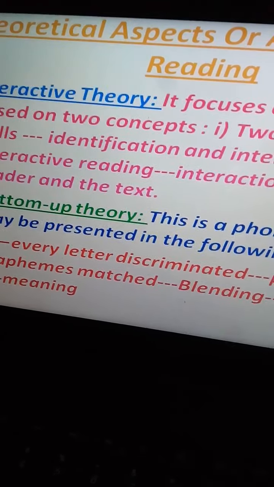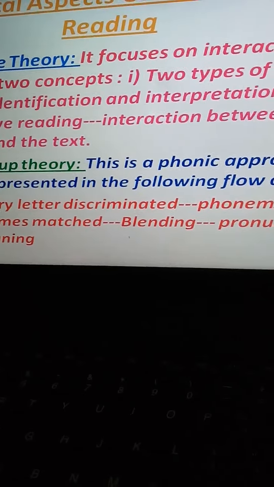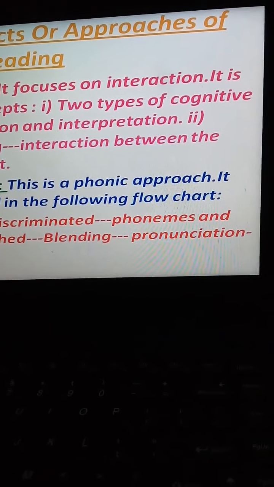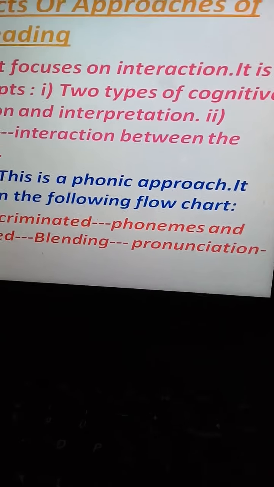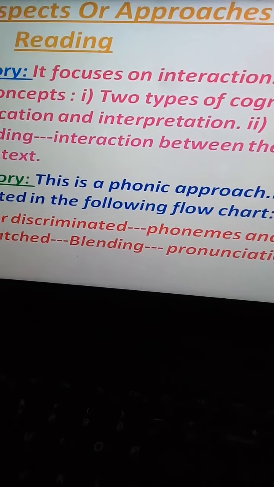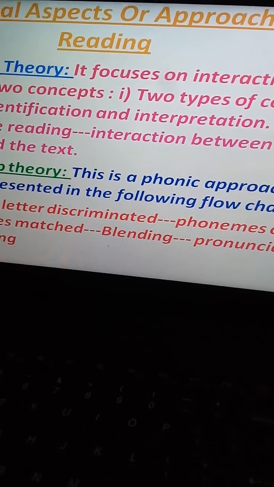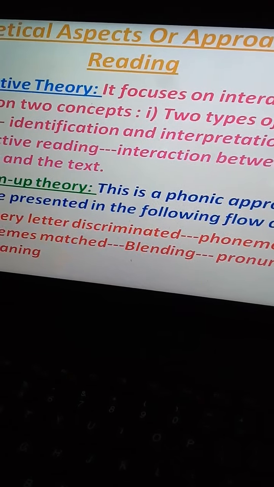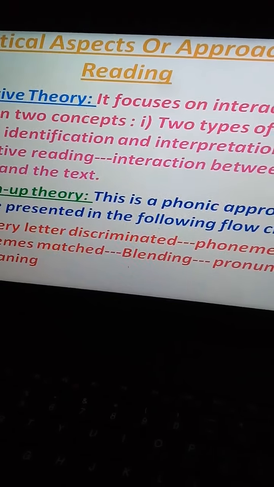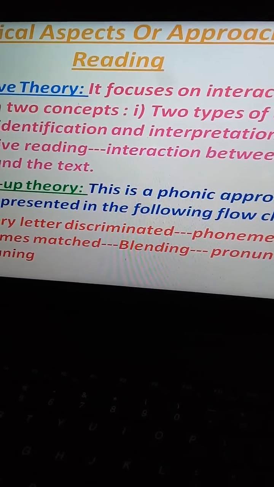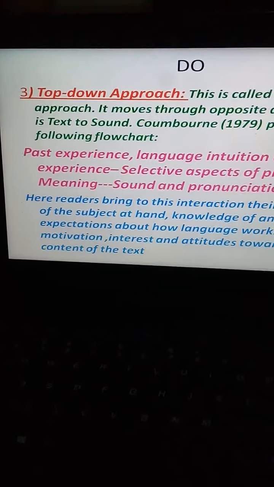students first look at the print, or they look at the written symbols. They can identify the letters, and they can identify the phonemes and the graphemes. Phonemes means sound, and graphemes the figure of the letter. And they should match phonemes and graphemes together. And after that, these phonemes are blended together to form words. And after that, they pronounce the words, and they can derive the meaning from the piece of text.